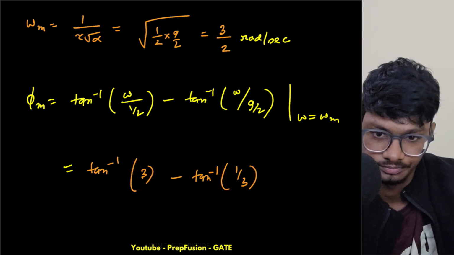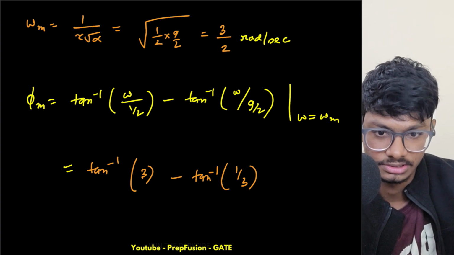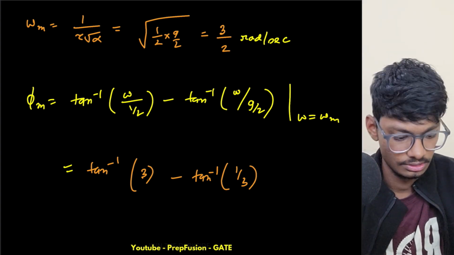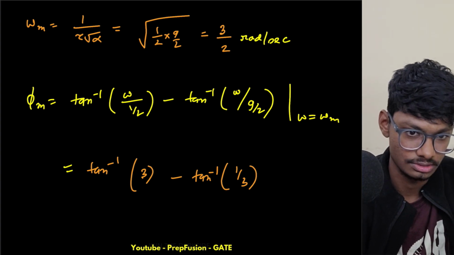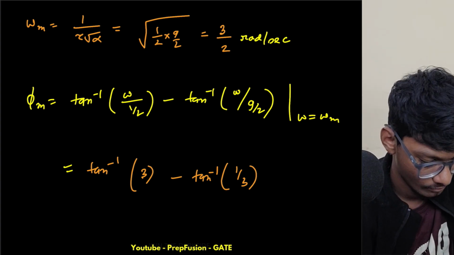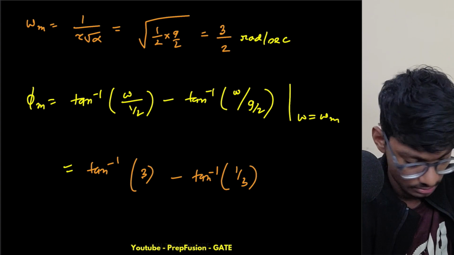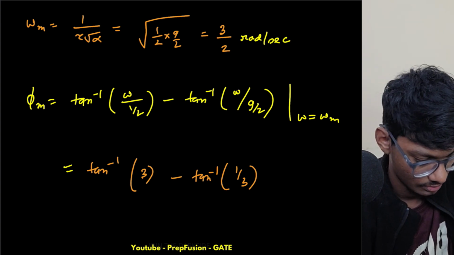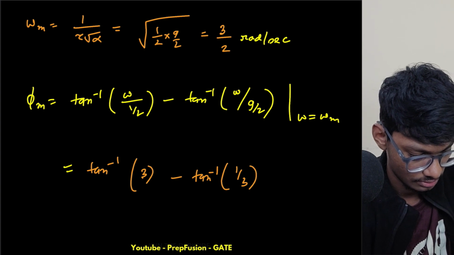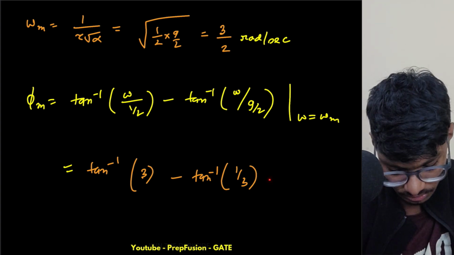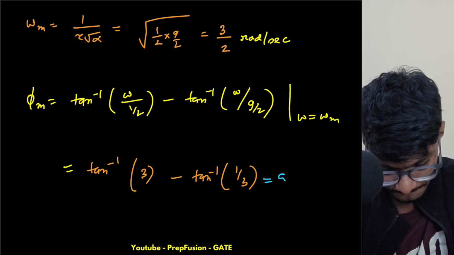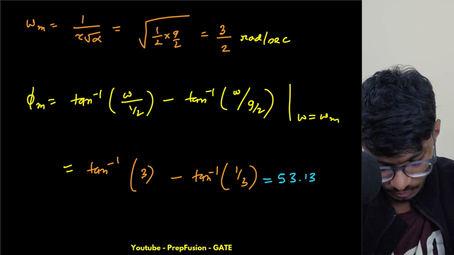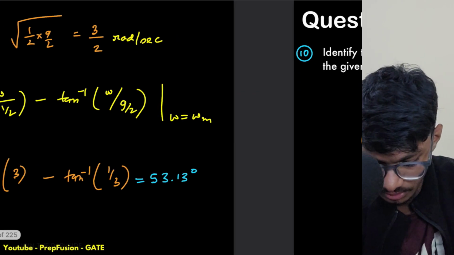Okay, so now what will be the answer for this? Let me just quickly cross check this. Tan inverse 3 minus tan inverse 0.333 gives 53.13 degrees. Okay, so this will be my maximum phase.